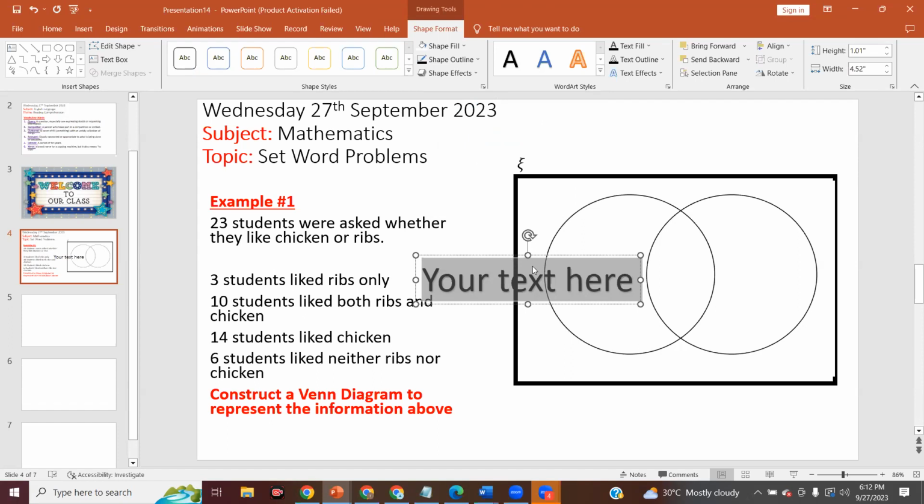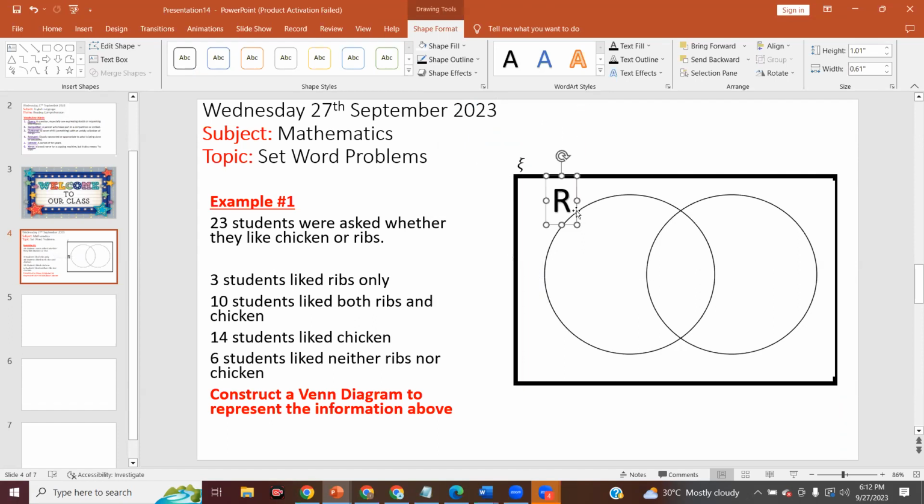We're going to call this one R, and we're going to call this one C. So this one is R and this one is C. What do you think the R stands for? Ribs. And what do you think the C stands for? Chicken. Okay, good.